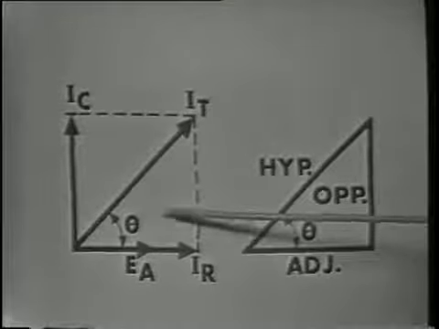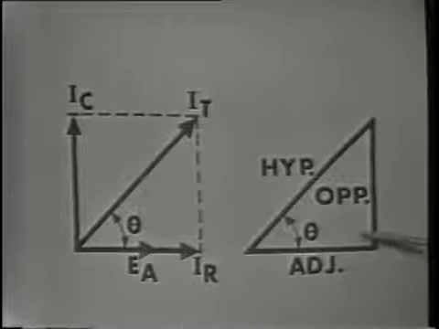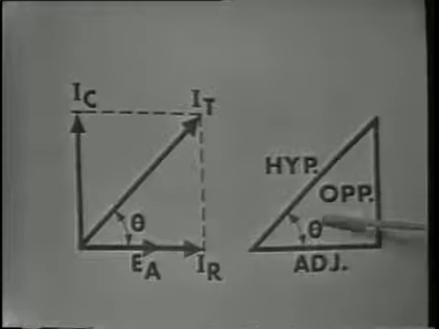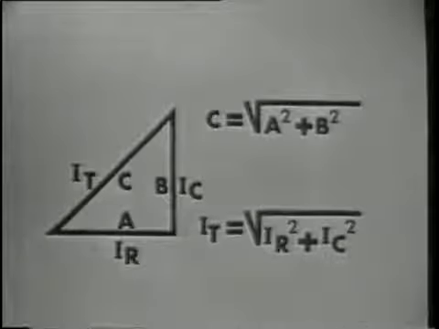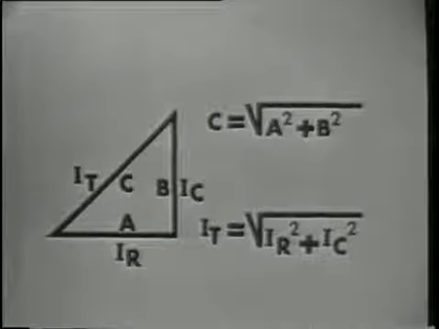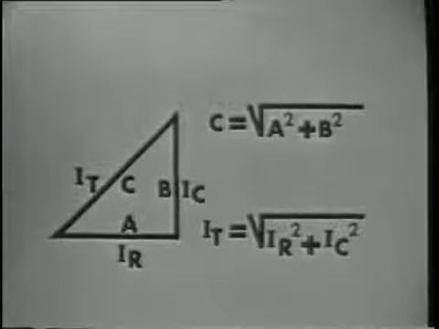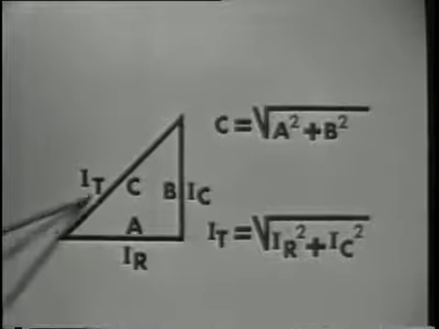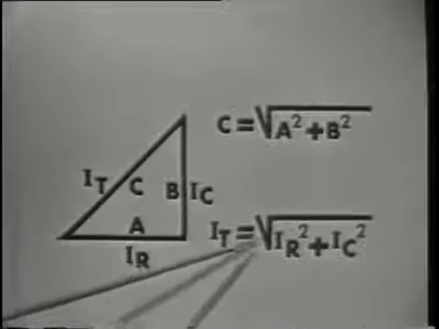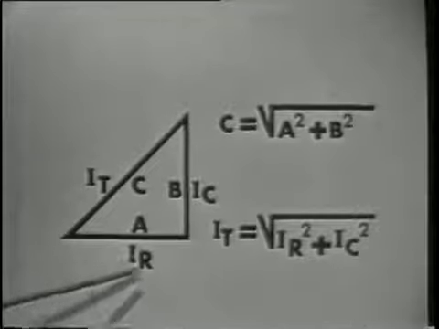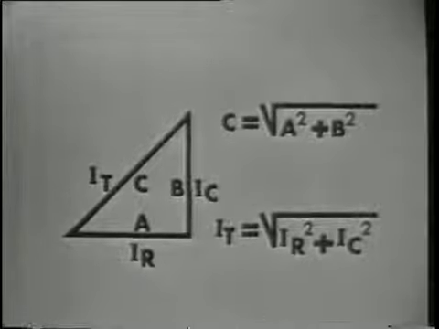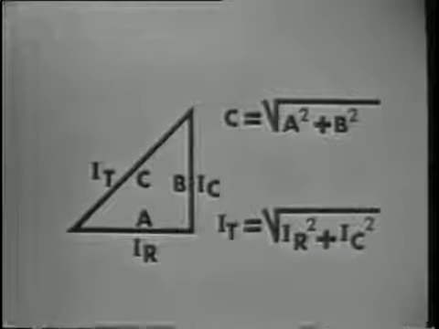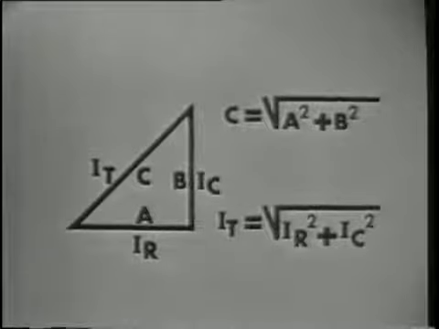currents, I should say, are so closely related to the sides of the triangle, the same geometric theorems can be applied. Thus, side C, the hypotenuse, is equal to the square root of side A squared plus B squared. Therefore, IT, or the total current, is equal to the square root of IR squared plus IC squared. Now, of course, this method is much more accurate than measuring the vector on the graph.